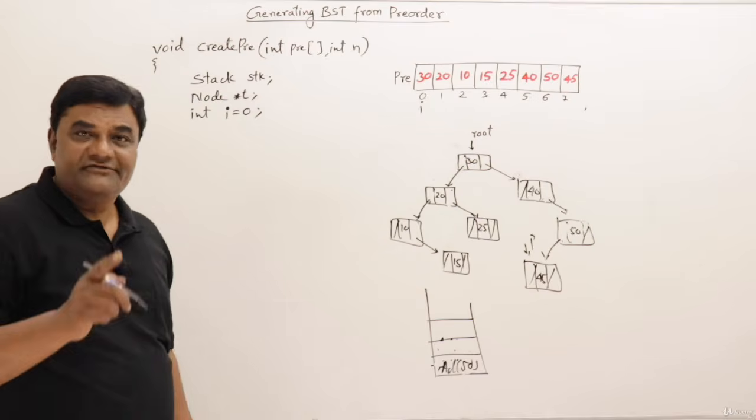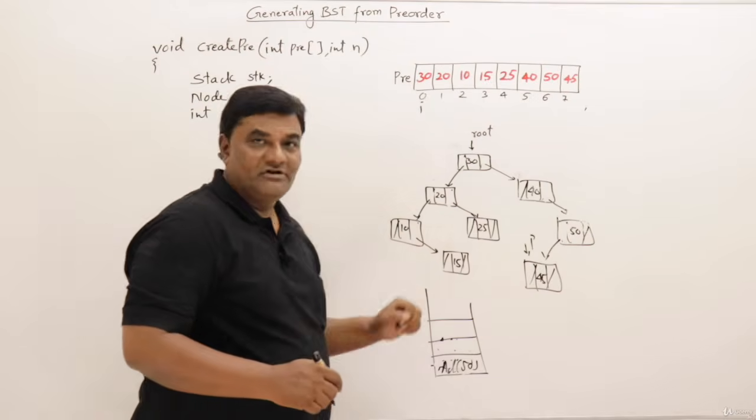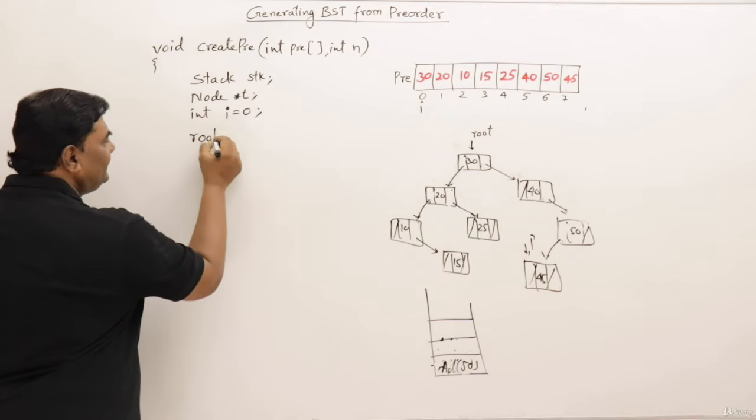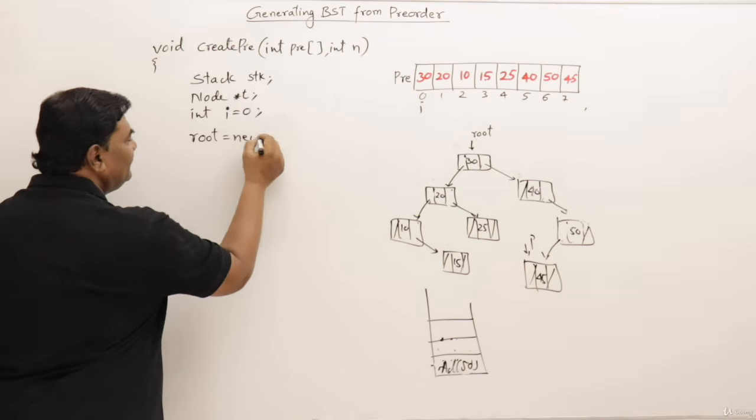Now start the procedure. The first thing was we created a root node. Assume that root is global. So first of all, create a new node using root directly.